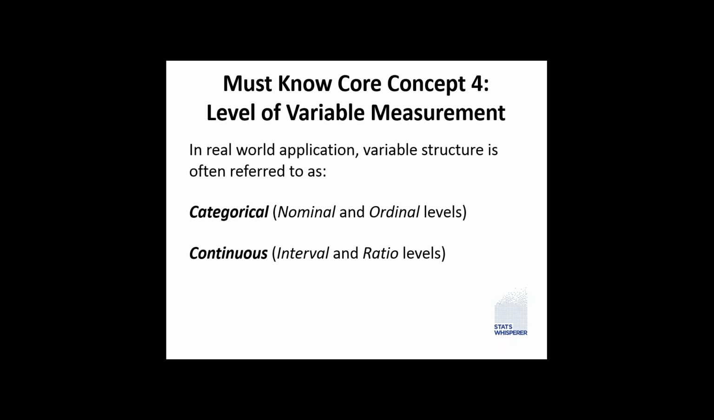Now, in real-world application, when you do research, people don't really say these terms. They say categorical and continuous. Is the variable categorical? Is the variable continuous? Categorical meaning nominal and ordinal, continuous meaning interval and ratio.